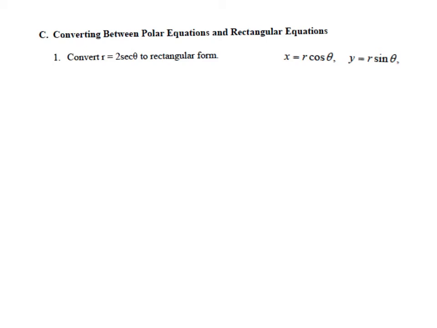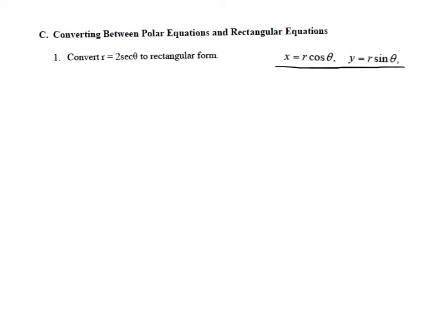We start with r equals 2 times secant of theta, and this one we don't do a lot with. Probably example 2 we do a little bit more with, but basically you want to try and get, you want to somehow use these equations again. This is how we convert back and forth between rectangular and polar.